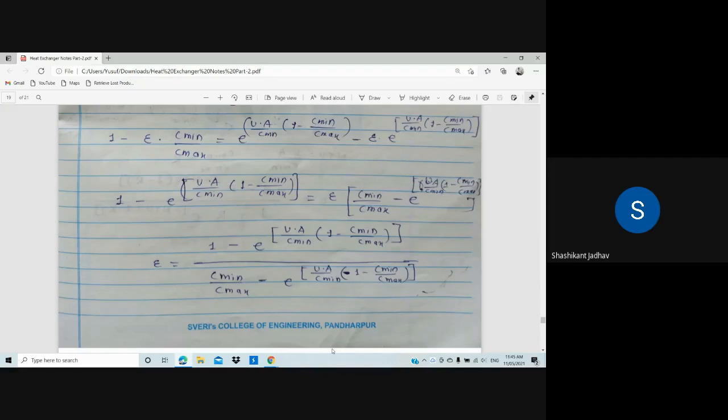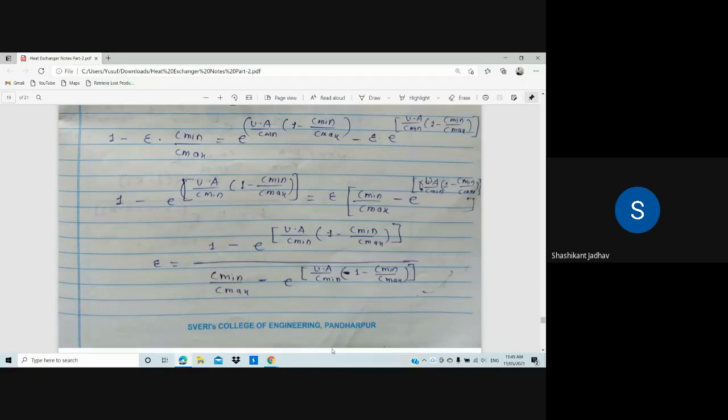Okay. So all of you have written the equation for the effectiveness, that is epsilon is equal to 1 minus e raised to U into A divided by C minimum into bracket 1 minus C minimum upon C max, divided by C minimum upon C max minus e raised to U into A divided by C minimum into bracket 1 minus C minimum upon C max. So this is the equation for the effectiveness for the counter flow heat exchanger.